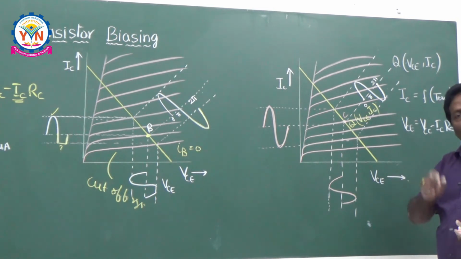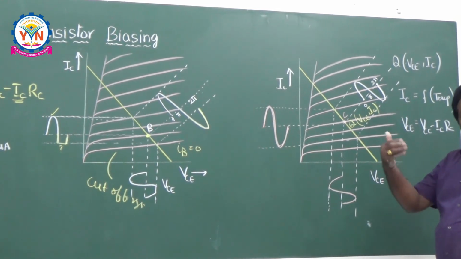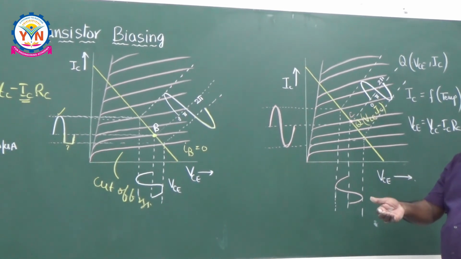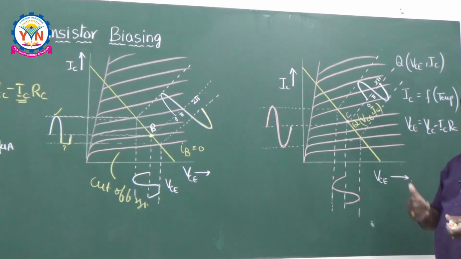I hope you understood the most important concept of transistor biasing, particularly why biasing is required, what you mean by this load line, and how to fix this load line. And one more thing is the operating point.